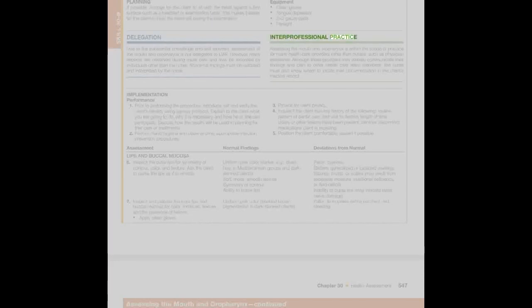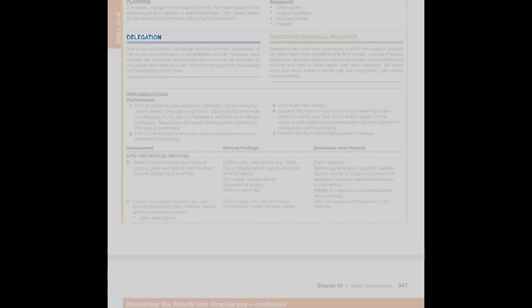Interprofessional practice. Assessing the mouth and oropharynx is within the scope of practice for many healthcare providers other than nurses, such as physician assistants. Although these providers may verbally communicate their findings and plan to other healthcare team members, the nurse must also know where to locate their documentation in the client's medical record. Equipment: clean gloves, tongue depressor, 2 times 2 gauze pads, pen light.